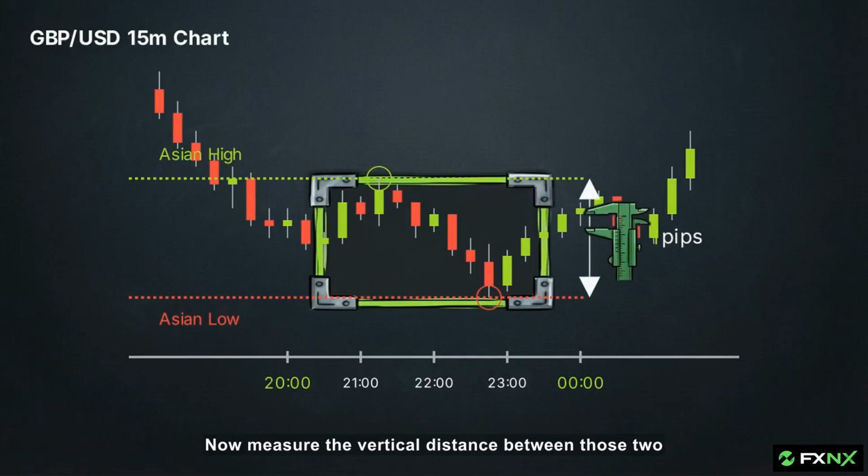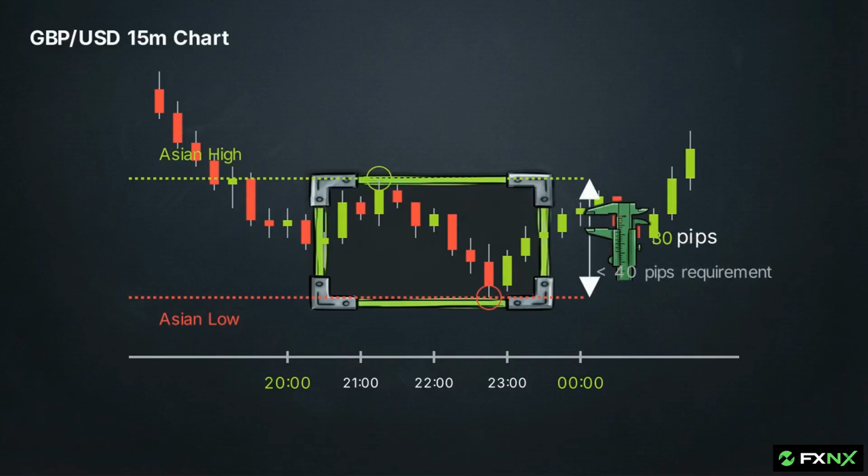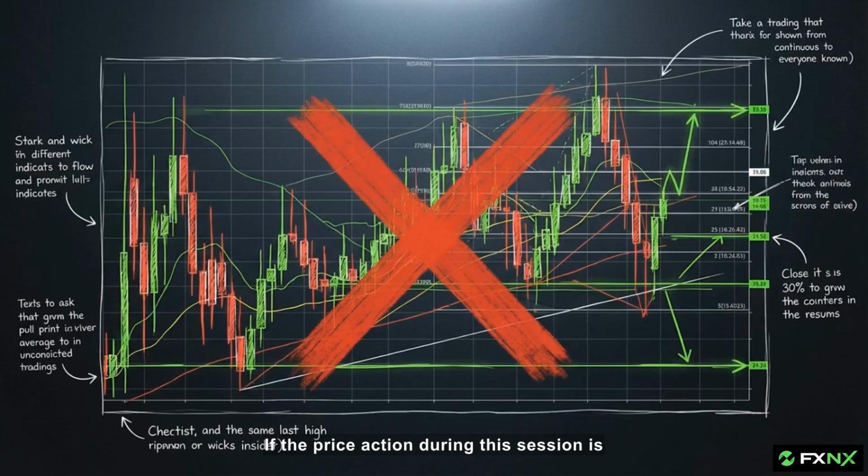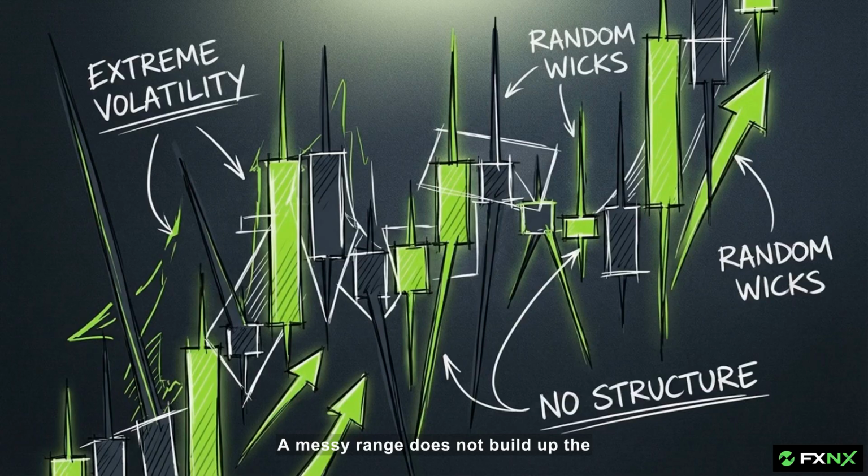Now, measure the vertical distance between those two lines. For this setup to work, the consolidation needs to be tight, ideally under 40 pips. Here, we have a clean 30 pip range. If the price action during this session is volatile and covers a massive 80 pip spread, walk away. A messy range does not build up the concentrated pool of orders required for the setup.